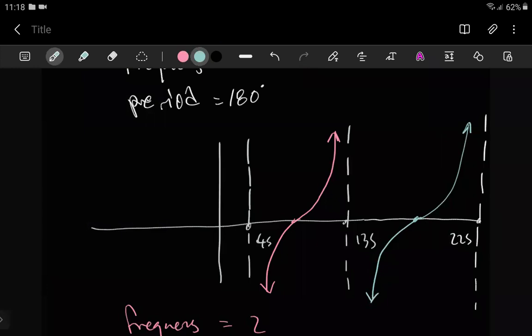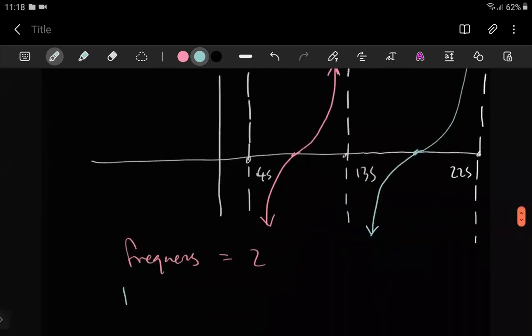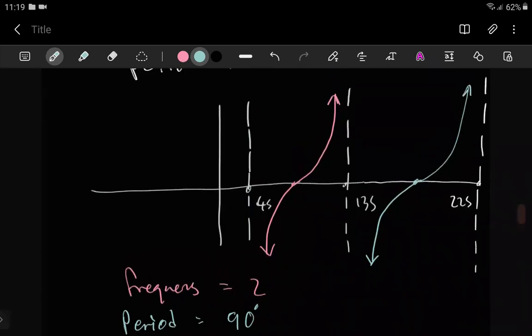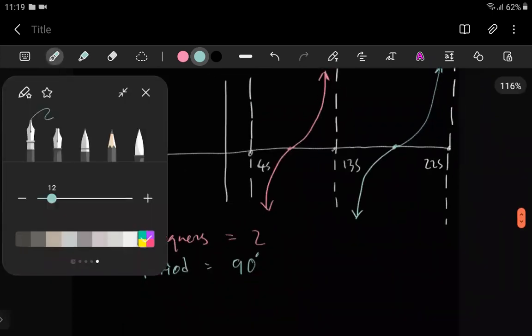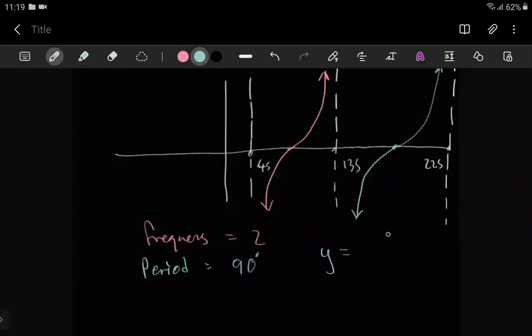There you go. Now, this is what we need to keep in mind. You see, the frequency here would be at 2, but then the period would be 90 degrees. Because from 45 to 135, that's 90 degrees. From 135 to 225, that's also 90 degrees. And the equation of this graph would look something like y is equal to tan 2x. For the number directly next to x, that's your frequency.